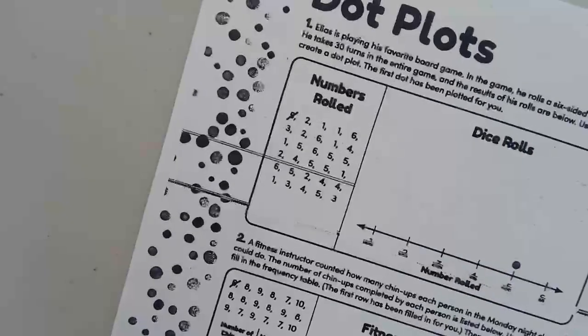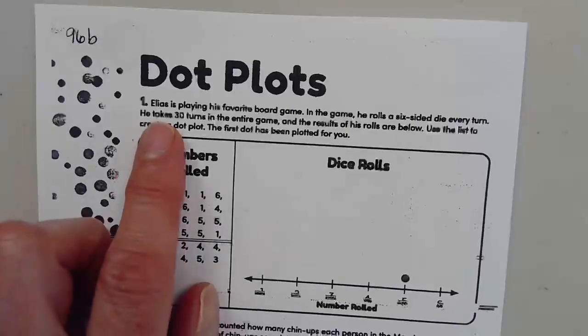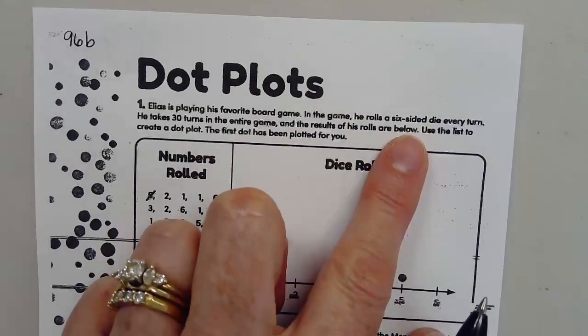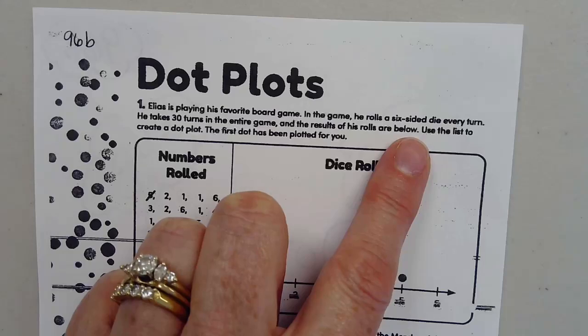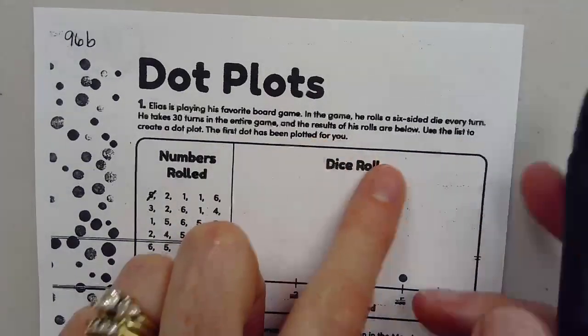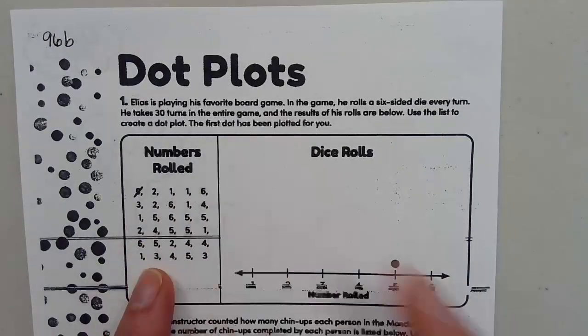Okay, dot plots. They start with circles, so we're going to do circles. So it says, this person's playing his favorite board game. In the game, he rolls a six-sided die, just like this, with each turn. He takes 30 turns in the entire game. The results are recorded here on the side. It says, use the list to create a dot plot.